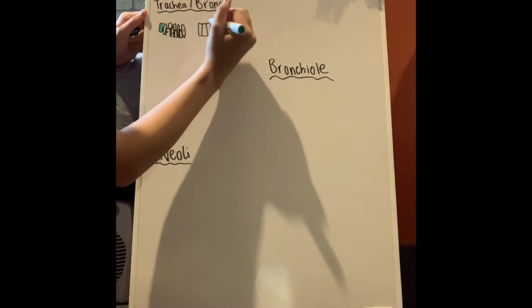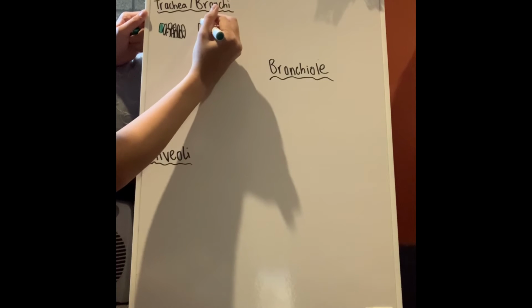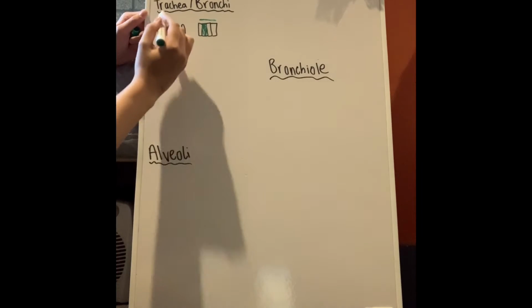Now in both of these, there are goblet cells. So just put some in here. And these secrete mucus onto this top layer, which help trap things in the airways.